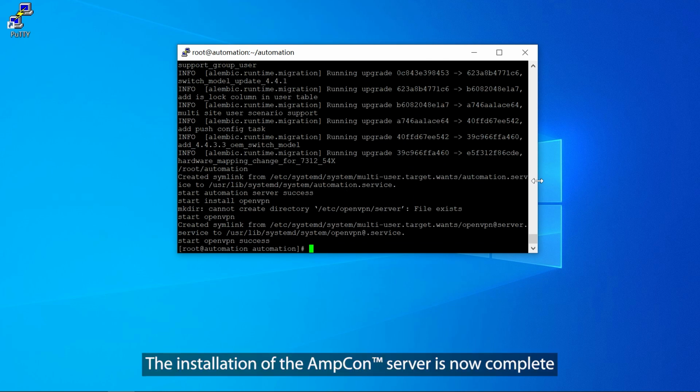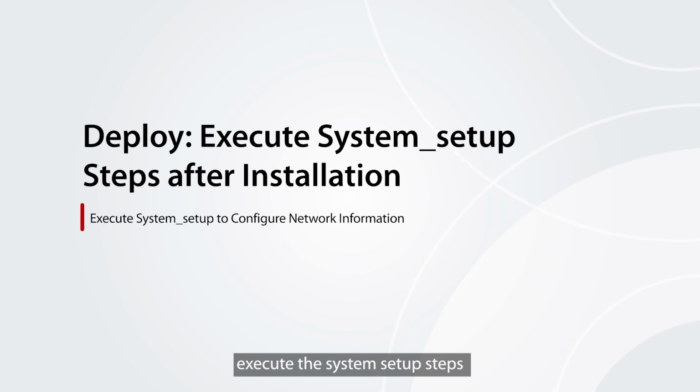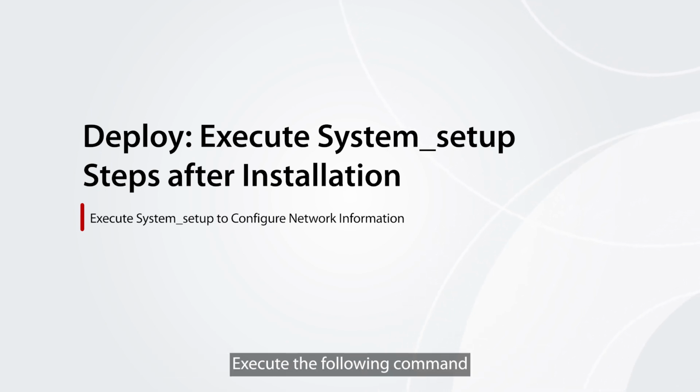The installation of the AmpCon server is now complete. Deploy. After installing, execute the system setup steps to configure network information for AmpCon server. Execute the following command.